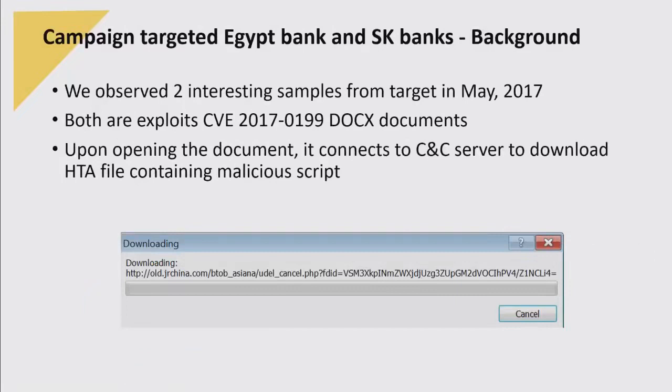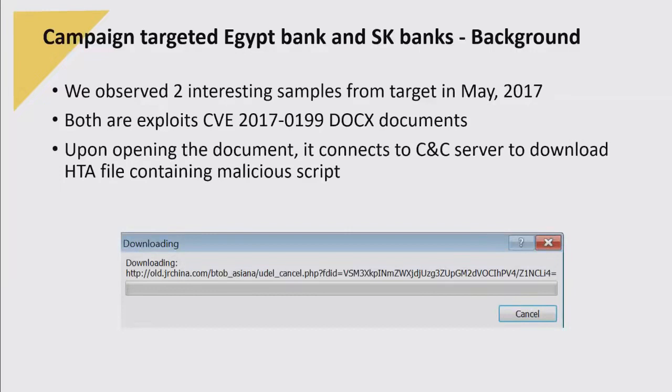In this case, we observed two interesting samples from targets in May last year. They both exploit CVE-2017-0199, and they are both DOCX documents. This vulnerability allows an attacker to exploit a flaw that exists in the Windows OLE object interface to deliver malware through a fake HTA file. Upon opening the file, the document will connect to the C2 server to download a fake HTA file, which actually contains the malicious script.